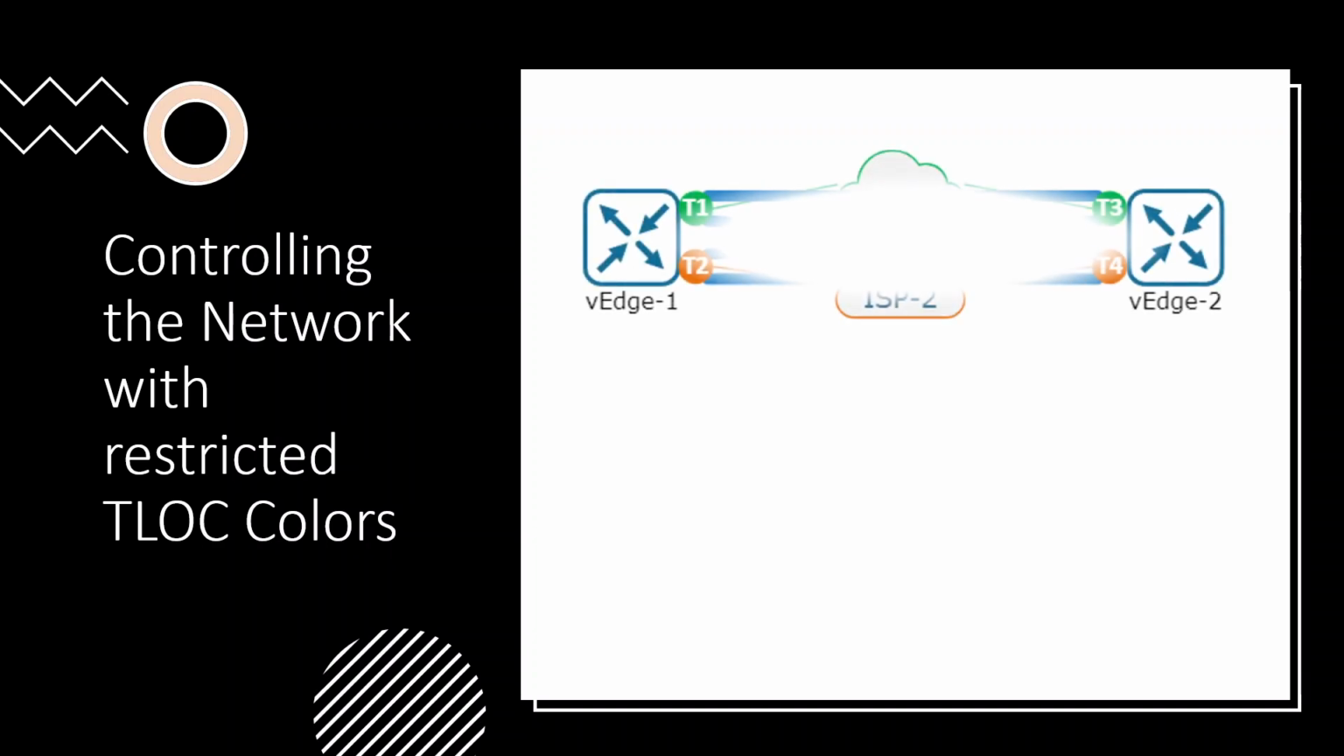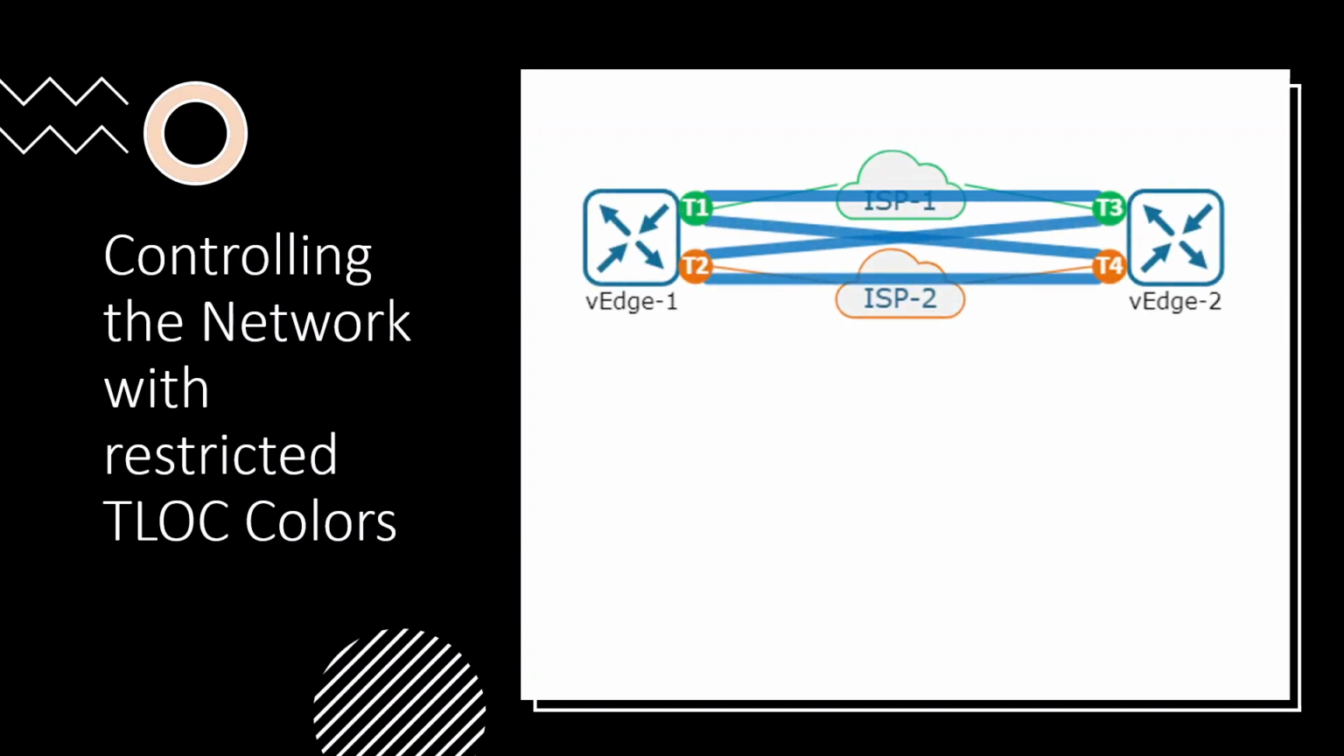Hi everyone. Today we'll discuss TLOC colors and how to restrict the network from forming IPsec connections to all the TLOCs received, using the TLOC colors. As per the design, once it receives the TLOC information, it tries to form the IPsec session to all the TLOCs.